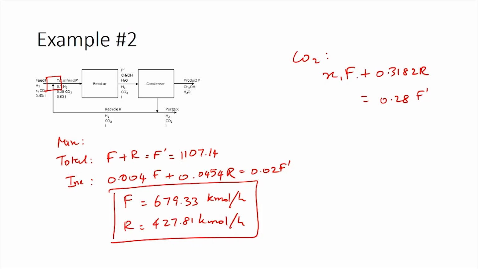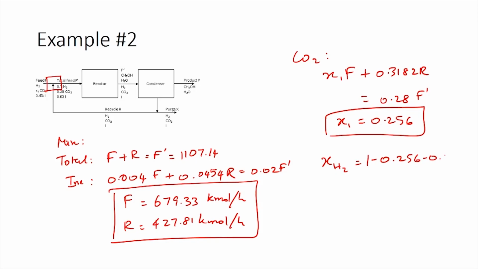Now that we already know F, R and F prime, we can calculate X1, which is the mole fraction of carbon dioxide in the feed, as 0.256. So, with this we have the composition of the fresh feed also. We already know the percentage of inerts, now we know the mole fraction of carbon dioxide. So, the mole fraction of hydrogen in the fresh feed would be equal to 1 minus 0.256 minus 0.004, giving us a value of 0.74. 0.74 would be the mole fraction of hydrogen in the fresh feed.